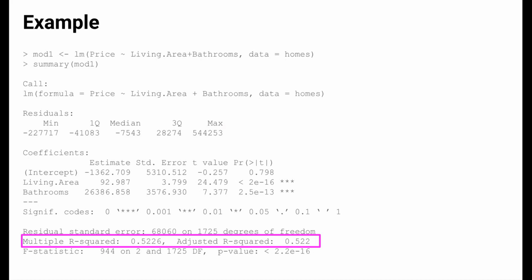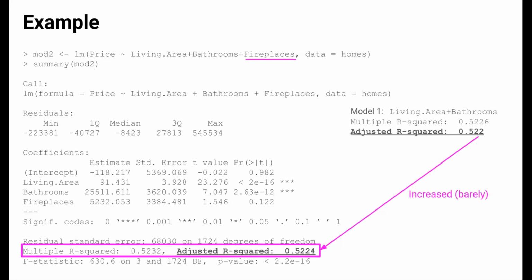Returning to our housing data model, we see that our original model with living area and bathrooms as predictors has an ordinary R-squared of 0.5226 and an adjusted R-squared of 0.522. We add number of fireplaces to the model and see, as expected, that the ordinary R-squared increases to 0.5232 and that the adjusted R-squared barely increases to 0.5224. So according to the adjusted R-squared metric, a model with fireplaces does explain sufficiently more variation than a model without, but barely so.